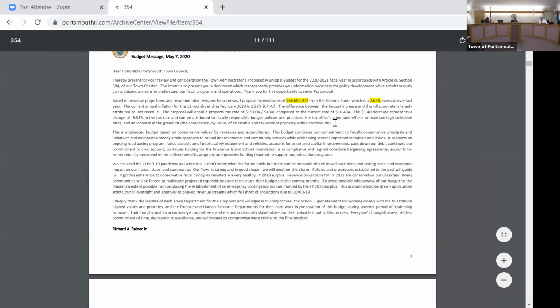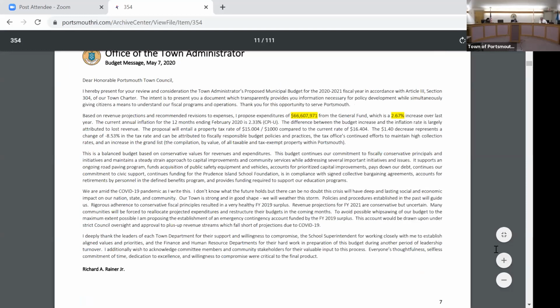There's no vote required on this yet. We'll get to all that. Here you see my budget message. So based on anticipated decreases in Glen Manor House revenue, decreased finance expenditures, and decreased school appropriation and school capital allocations, I am revising the proposed expenditures down to $66,607,971 from the general fund, which is a 2.67% increase over last year. This is reflected in the executive summary on page 9.